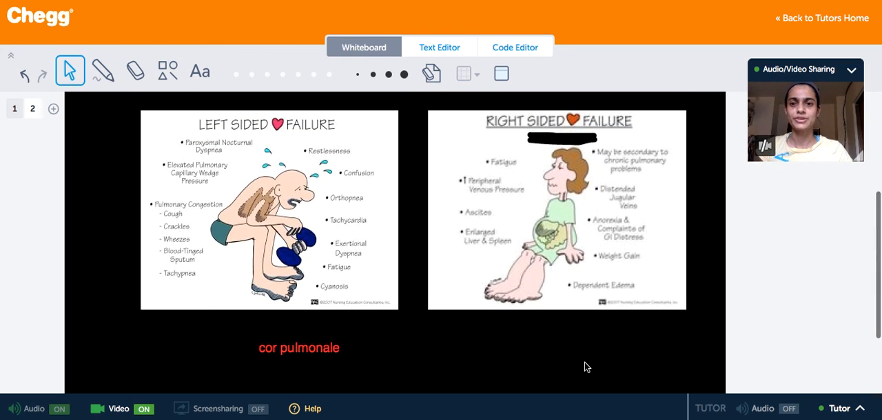And then again, common symptoms for both, like restlessness, confusion, feeling tired, fatigue, loss of appetite, anorexia. You can get GI complaints, just overall not feeling great as a result of not having enough oxygen to your body. So these are basically the similarities and differences between your heart failure signs and symptoms in right heart and left heart failure.